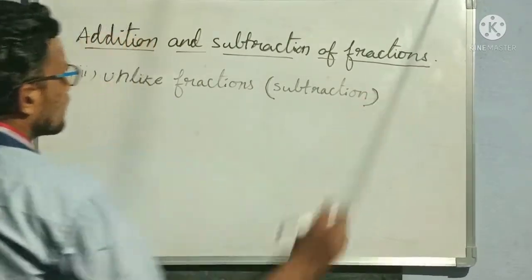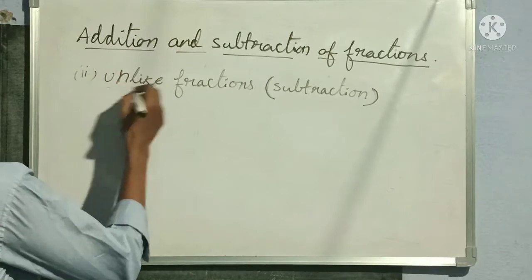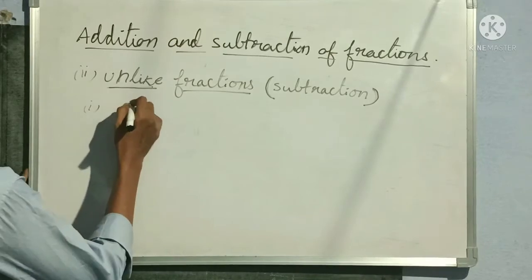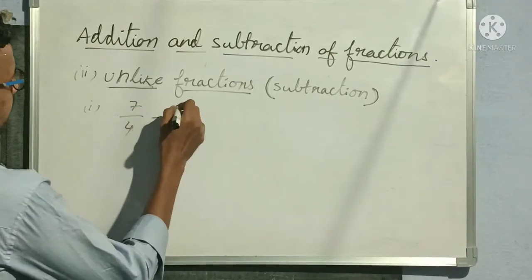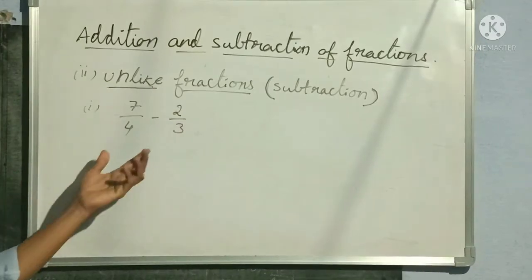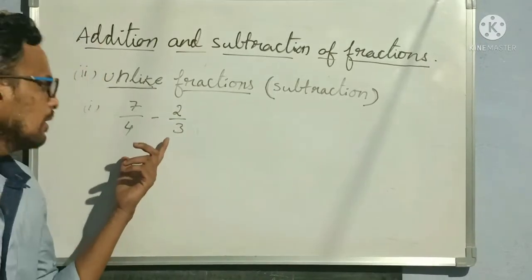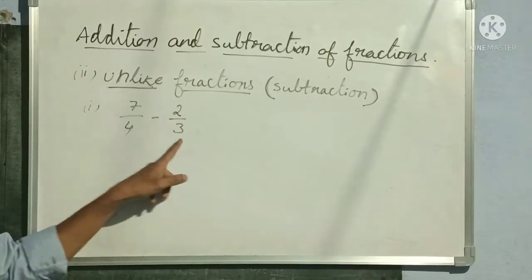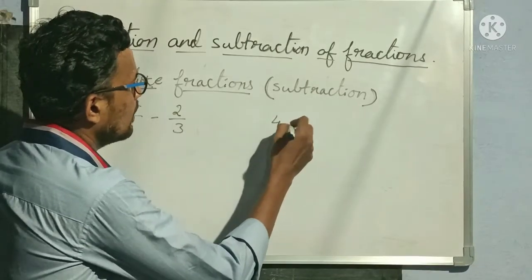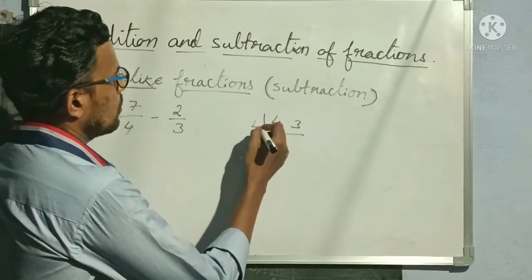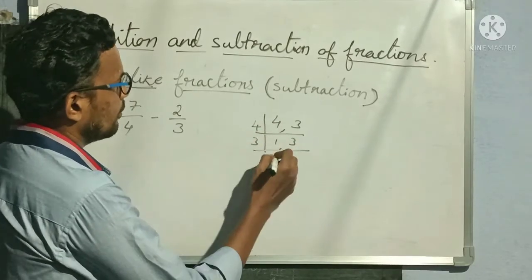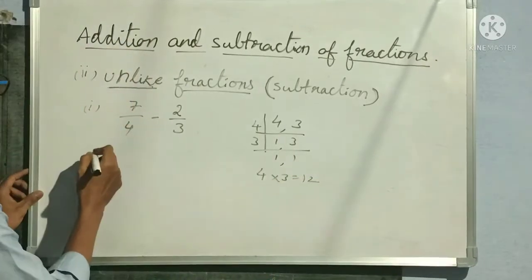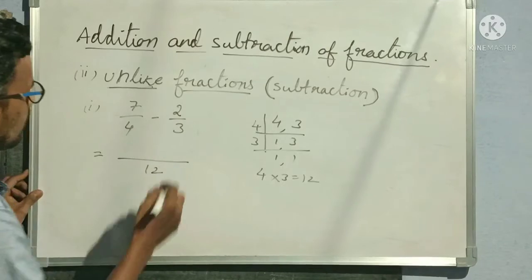Unlike fractions subtraction. Let us take one example: 7 by 4 minus 2 by 3. How to subtract these two unlike fractions? When we see unlike fractions, definitely we have to take the LCM of the denominators. The denominators here are 4 and 3. They are co-primes, so directly we can take the multiplication, if not do LCM like this. 4 into 3 is equal to 12. So now the denominator for this answer becomes 12.